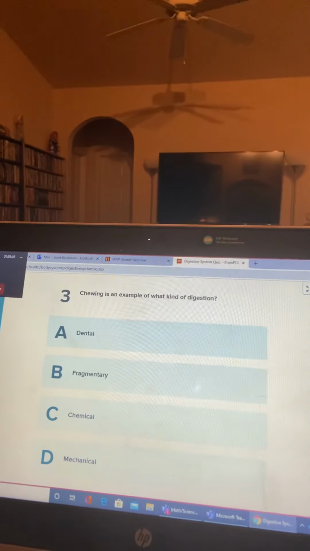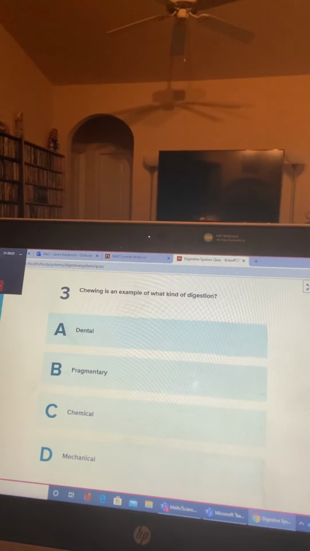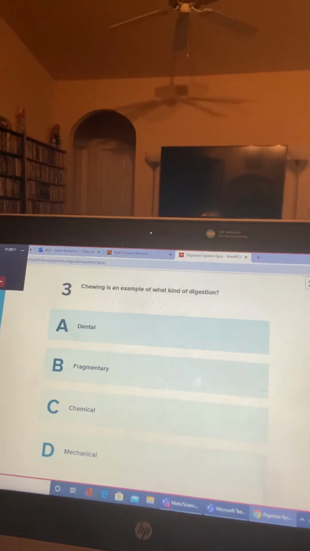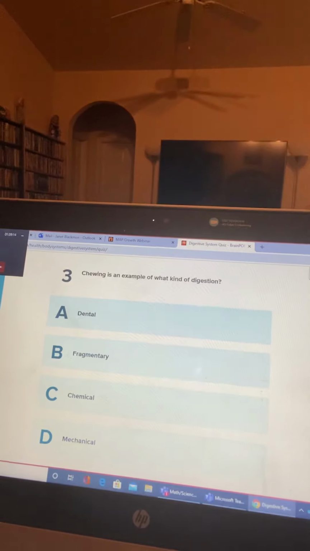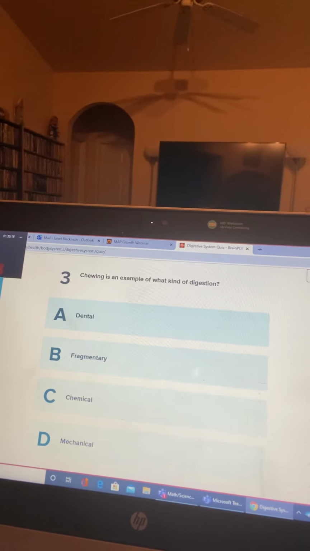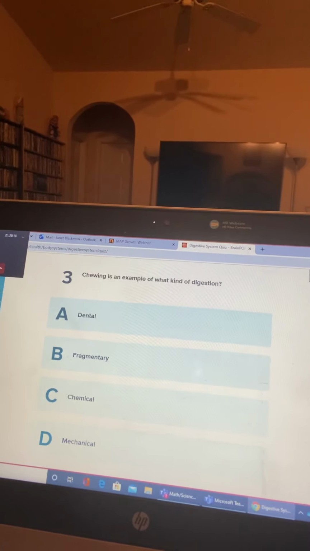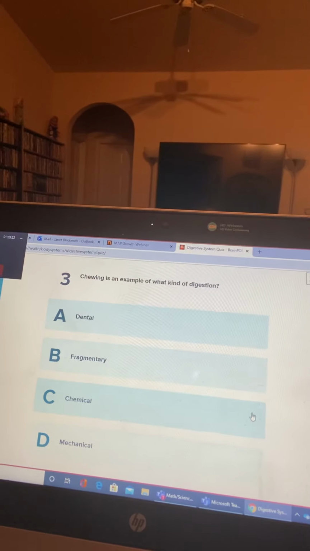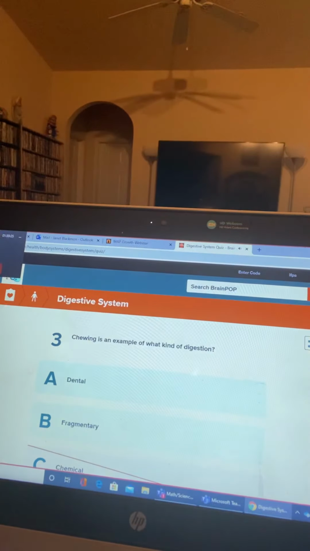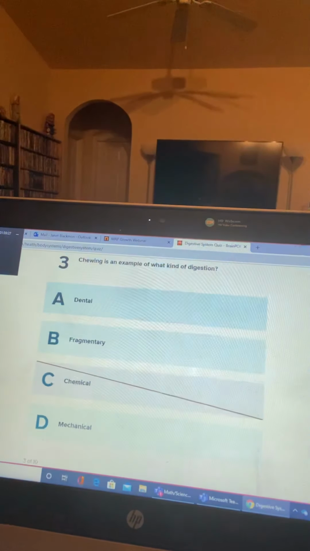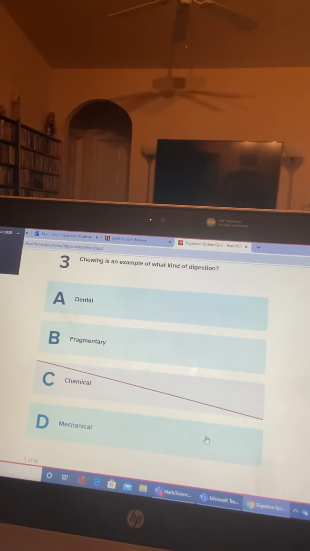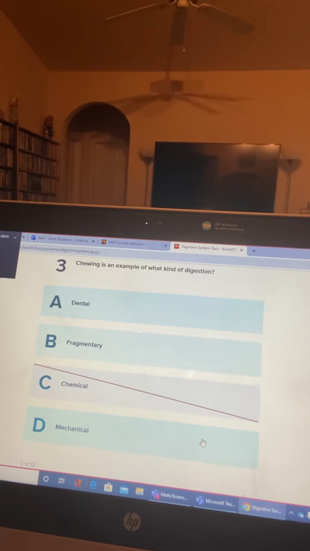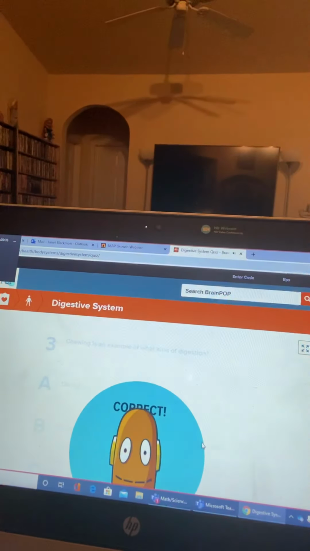Number 3, chewing is an example of what kind of digestion? Dental, fragmentary, chemical, or mechanical? It's not chemical for those of you that put that. It is mechanical because your mouth is moving, which makes it a mechanical part. It's having to do something with moving. It's mechanical.